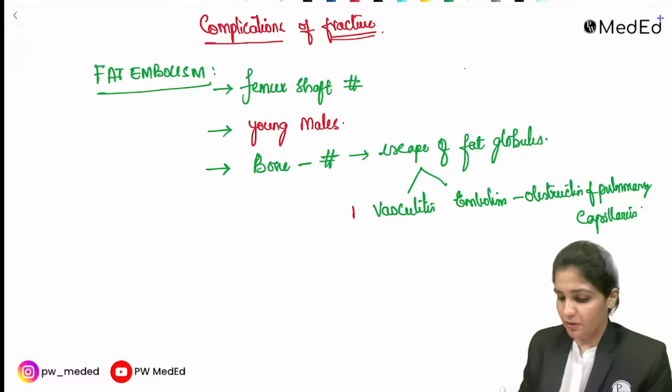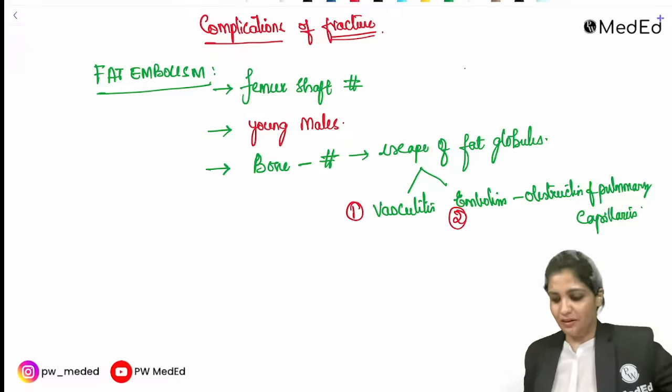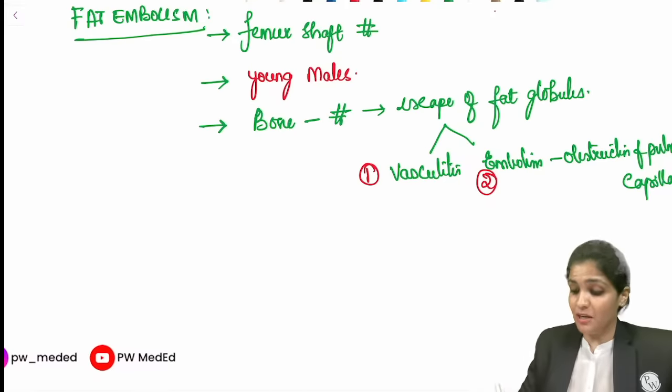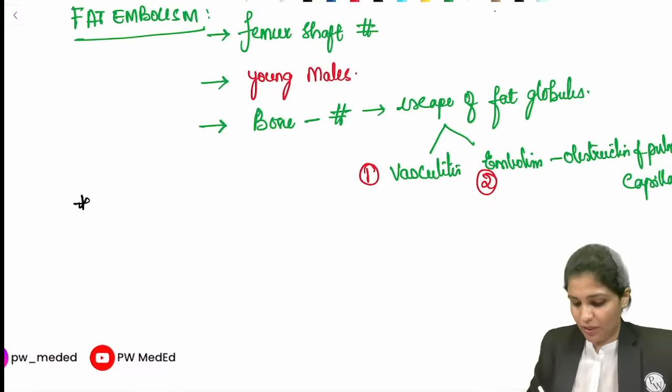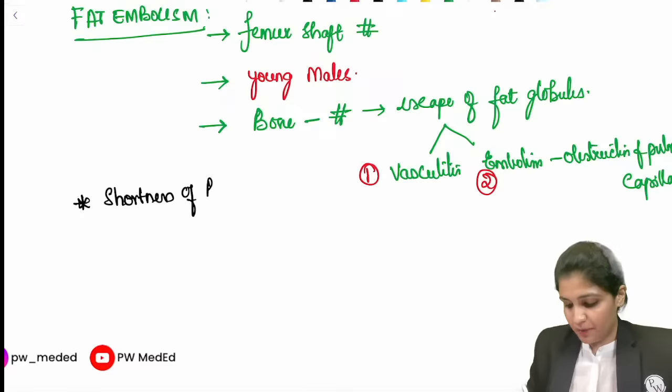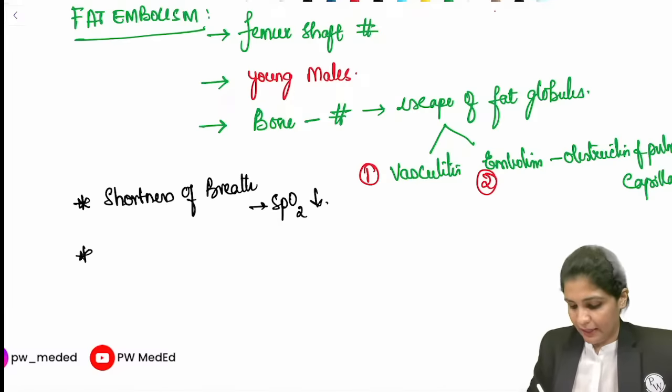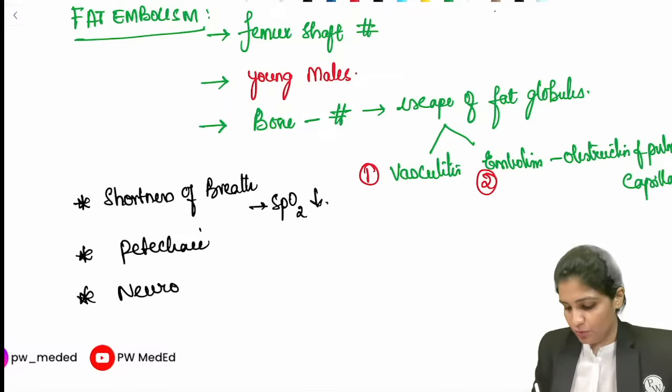These are two important pathologies which you can explain the fat embolism. And once the fat embolism is there, the patient presents with symptoms which are very important in fat embolism. So it presents with shortness of breath. So the SpO2 levels fall. So SpO2 will drop suddenly. And then there is formation of petechiae and then there are neurological symptoms.